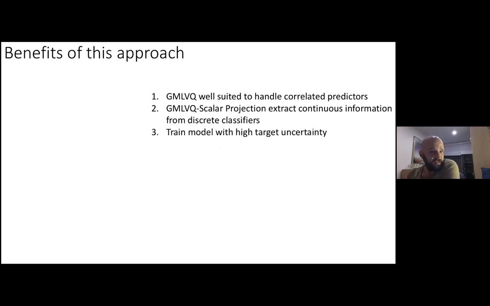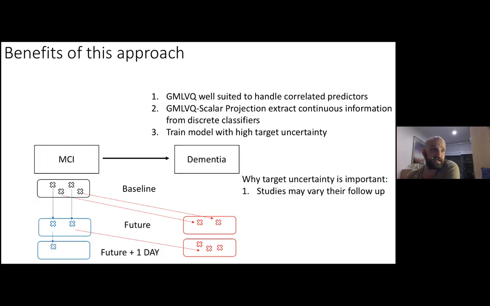The third thing is that we can train a model with high target uncertainty. It's a bit of jargon, but what it's saying is that when I build my binary classifier, the labels I'm giving it to learn might have a bit of error in them. This is important in this type of model and problem, where you're trying to classify changes in diagnoses, because the reason why someone might change has to do with a lot of different biases in the actual sample itself. For instance, if I've got a study that varies its follow-up, so my future could be 3 years, but I've got another study that has a follow-up of 3.5 years, then my problem will change quite a lot. And this point here might actually transition into a different group.